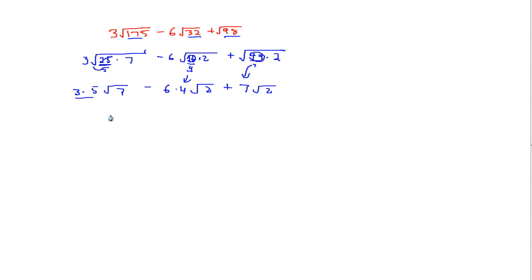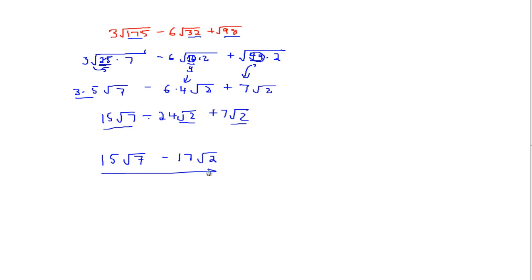So now I'm going to multiply these whole numbers, so that's going to give me 15 square root of 7 minus 6 times 4 gives us 24 square root of 2 plus 2 square root of 2. And now what we have is these two terms with the same radicals, therefore we can add these two together. So this one we leave as is because that's a square root of 7, not a square root of 2. So we try to write our simplified form. It's going to be 15 square root of 7 and minus 24 square root of 2 plus 7 square root of 2 is going to give us negative 17 square root of 2. And that's our simplified form.